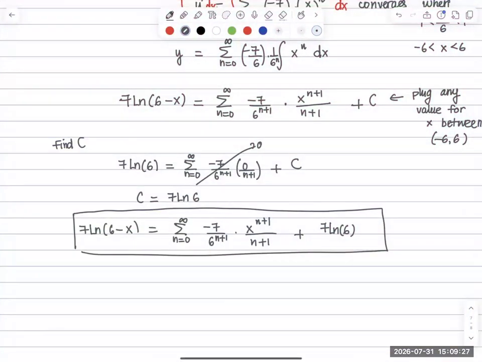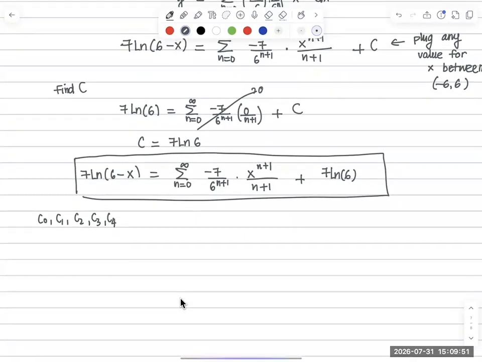Now, the question on the practice exam is asking you to find the coefficients C0, C1, C2, C3, and C4. To find this, we need to expand this series. We can write multiple terms and determine the coefficient of each. So how do we expand that? 7 ln of 6 minus x will have the expansion. This remains unchanged because it is not inside the summation. So 7 ln 6 is always there.